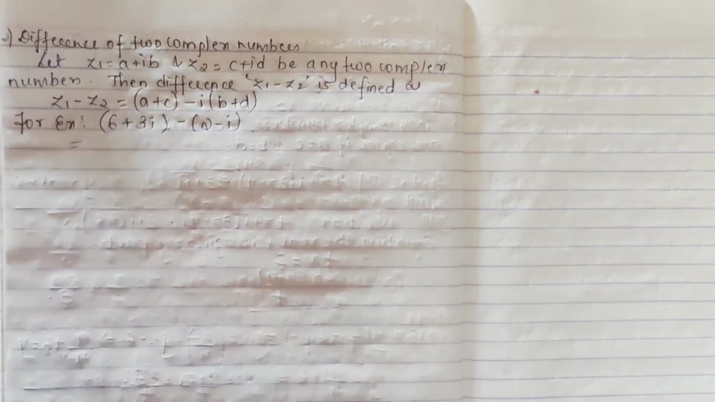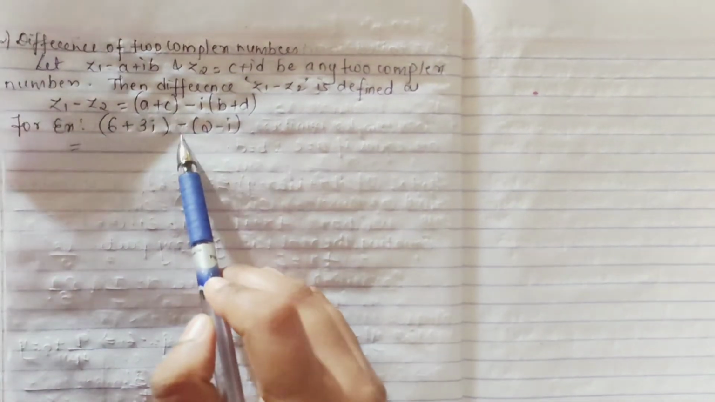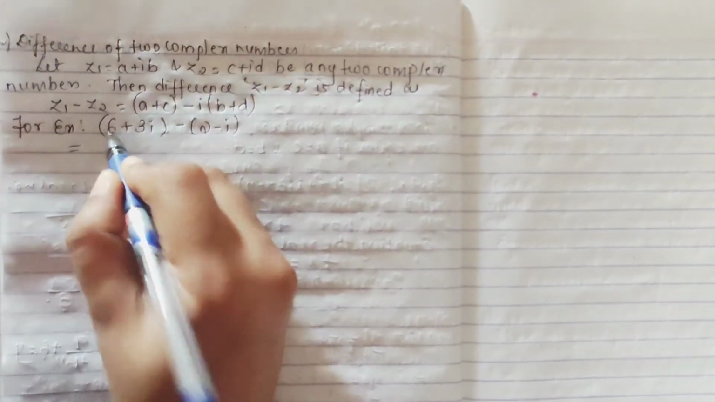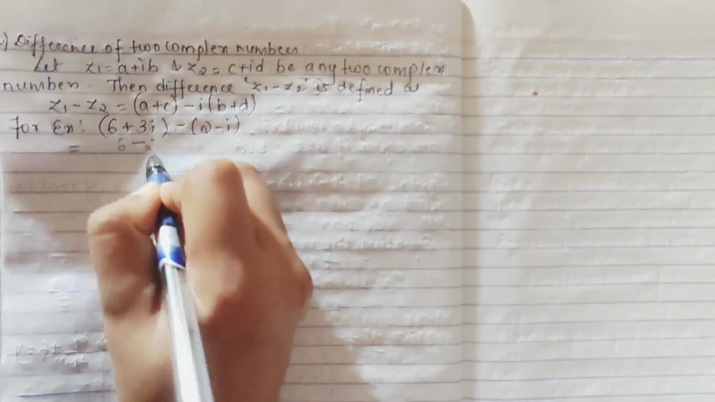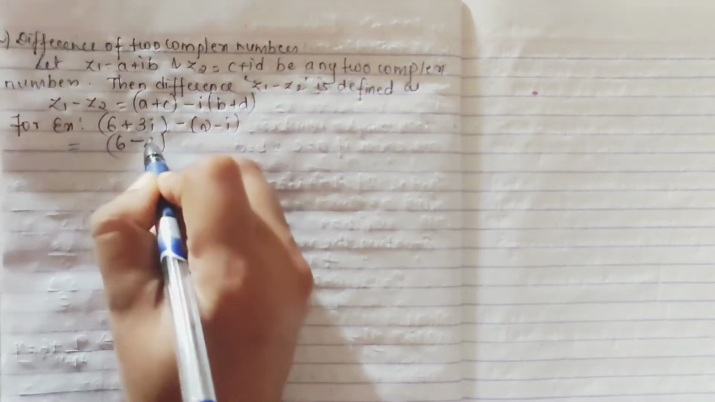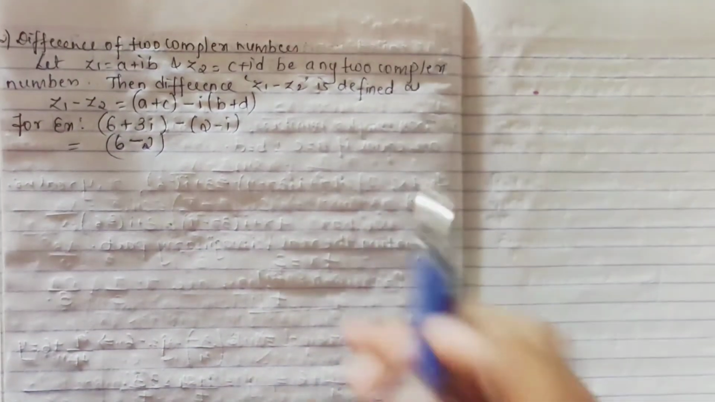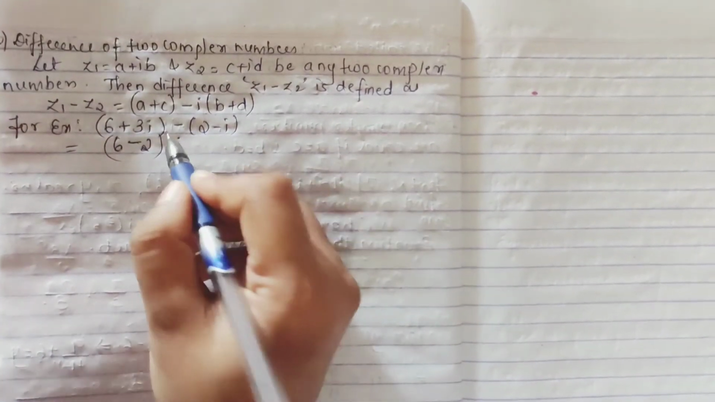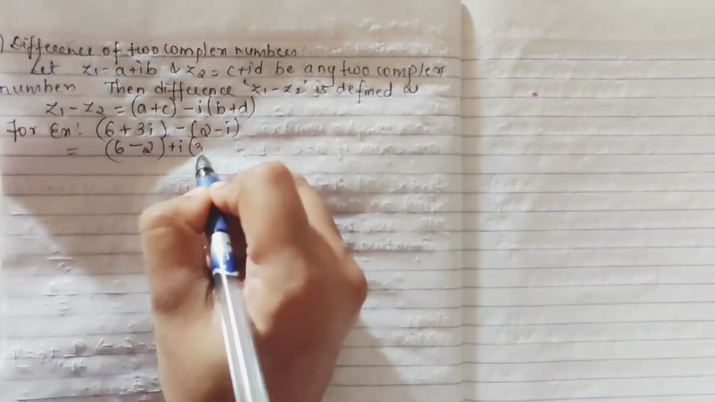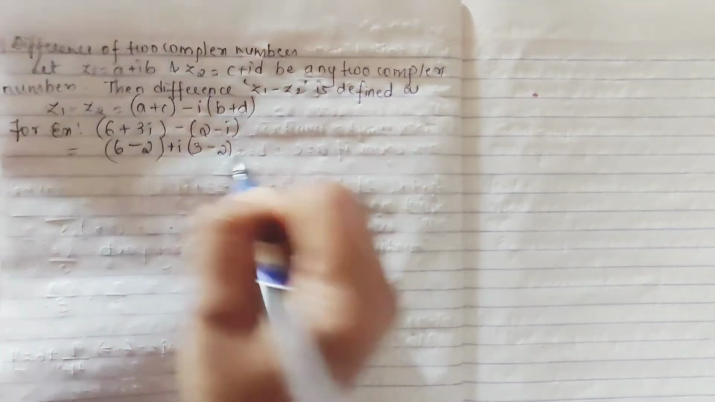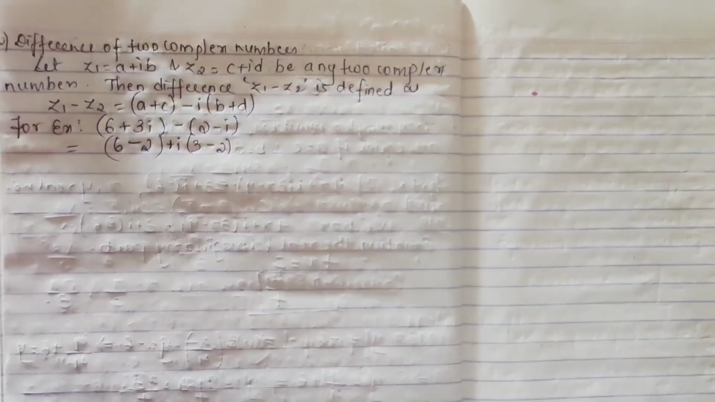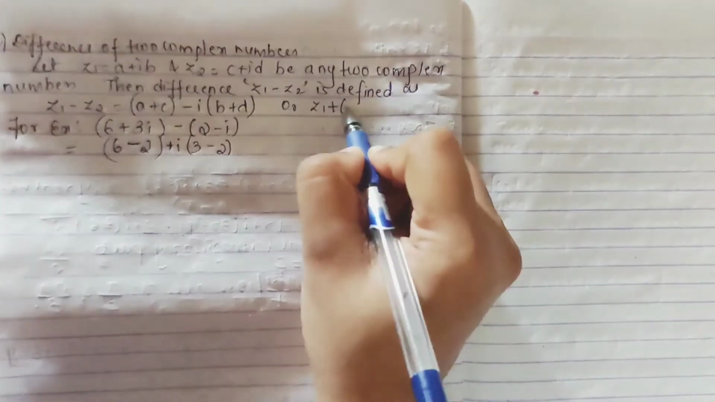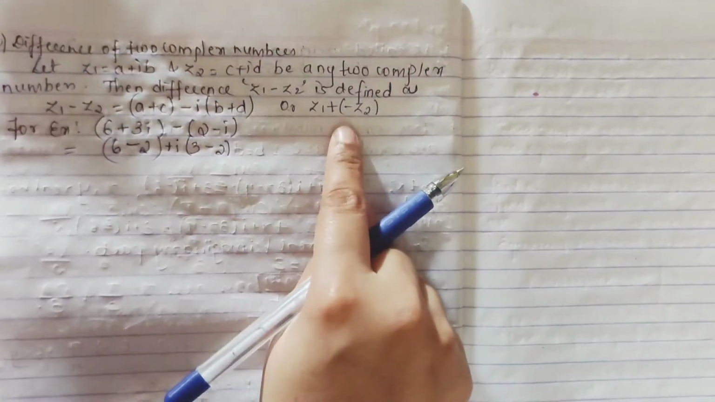For example, I have taken 6 plus 3i minus 2 minus i. So how do we do it? 6 minus 2, group it in one bracket. In both, i is common, plus i you take, then remaining is 3 and here you have minus 2. Or else, if you don't understand, you can write z1 plus of minus z2.